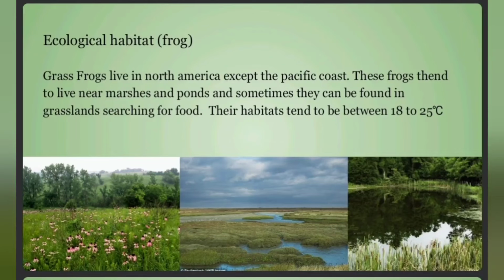The ecological habitat for the frog. Grass frogs live in North America except for the Pacific coast. These frogs tend to live near marshes and ponds and sometimes can be found in grasslands searching for food. Their habitat tends to be between 18 to 25 degrees Celsius. One thing all these habitats have in common is they are very moist and have a lot of water.